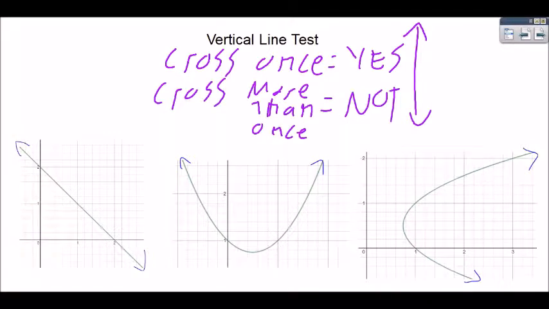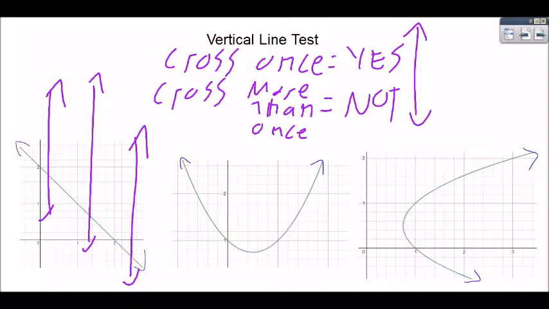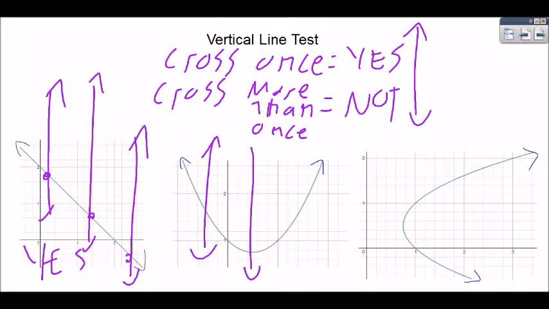Okay, so let's look at our examples. I draw a vertical line, and I can do it at any point that I want. And let's look at where my vertical line crosses. This only crosses once, once, and once. So this is a function. This next one, I draw multiple vertical lines going down. My vertical lines only touch my graph once. So this is also a function.